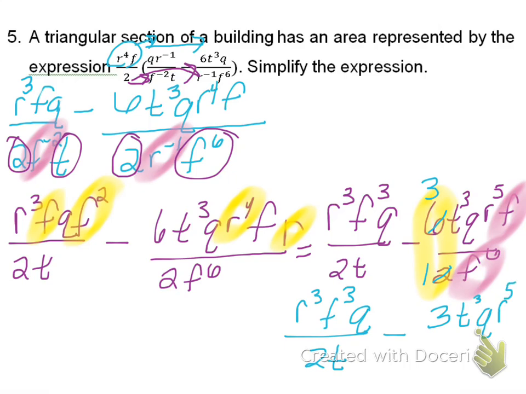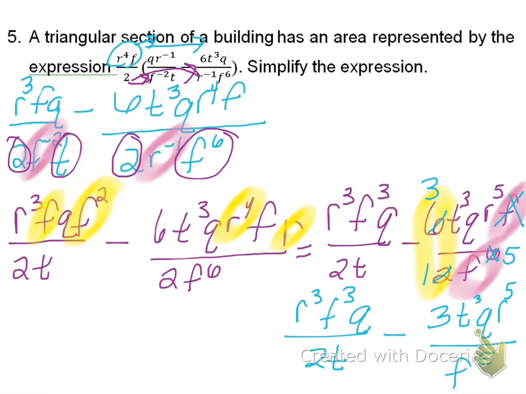And then the f's, this one f is going to cancel out, and it's going to make this f to the 5th power on the bottom. So we'll have 3t cubed q r to the 5th over f to the 5th power. And that's our final equation there, so we have to find our excluded values.